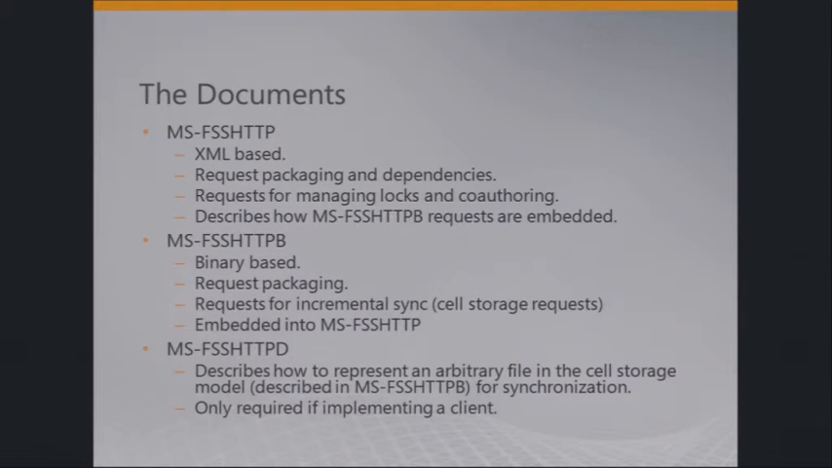The last document, MS-FSSHTTPD, is a description basically about how you use the other parts of the protocol stack to encode any arbitrary file content. And I'll have a diagram a little later in the deck that will make it a bit clearer. But you can think of this document as being a client of the others. We're sort of using our own protocol and describing how we've done that.